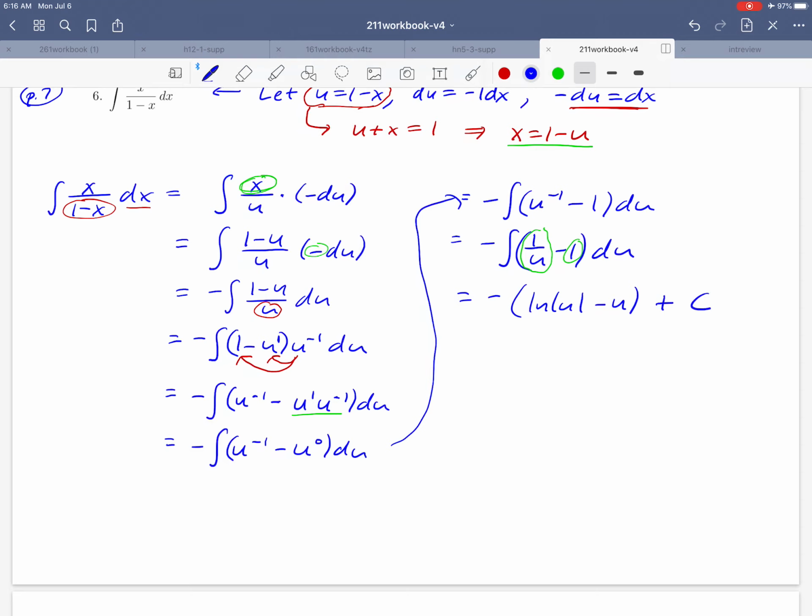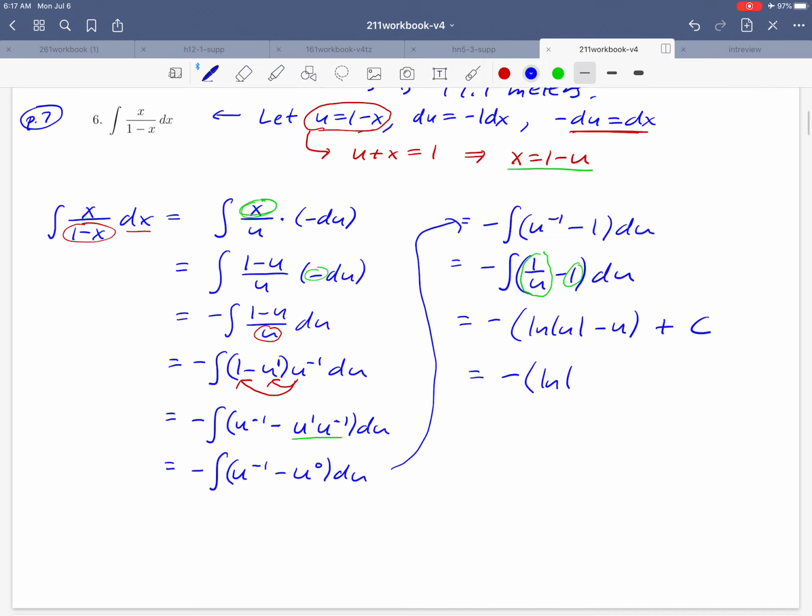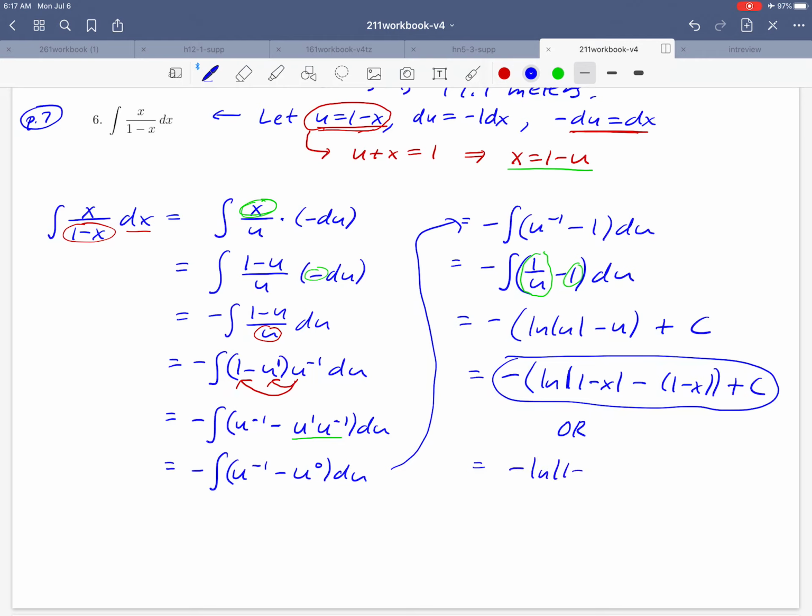There's our antiderivative. And finally, last step is to go ahead and just plug in our u. Way back at the beginning of the problem, u was equal to 1 minus x. And that would be our final answer. Or if we wanted to, we could take that minus sign and multiply it through. So a second equivalent way of writing our answer would be like this. Either way is okay for your final answer.